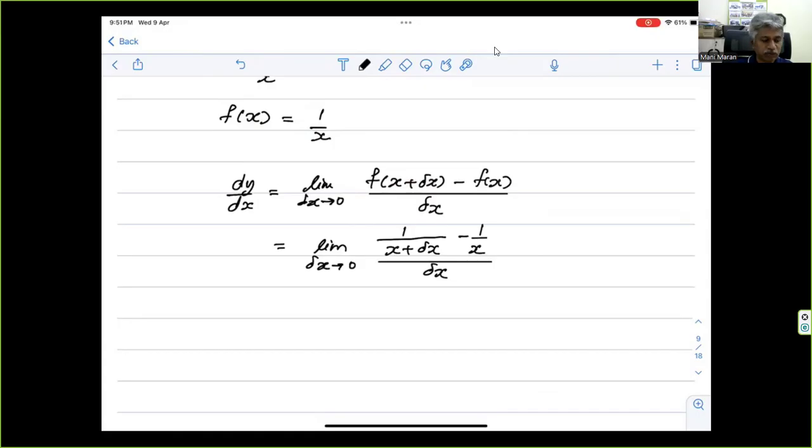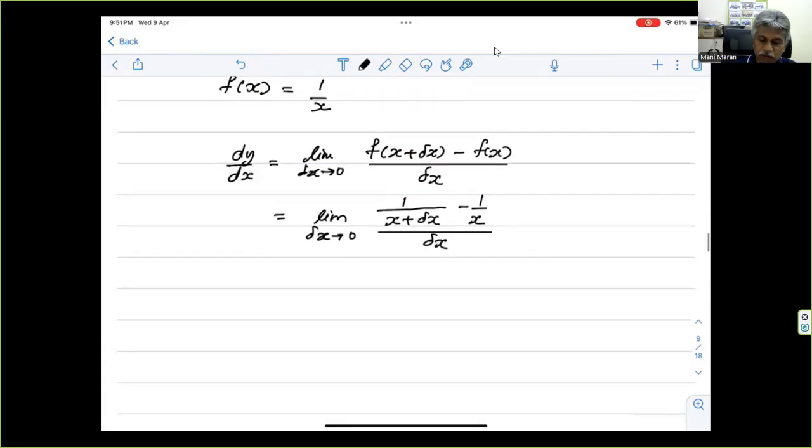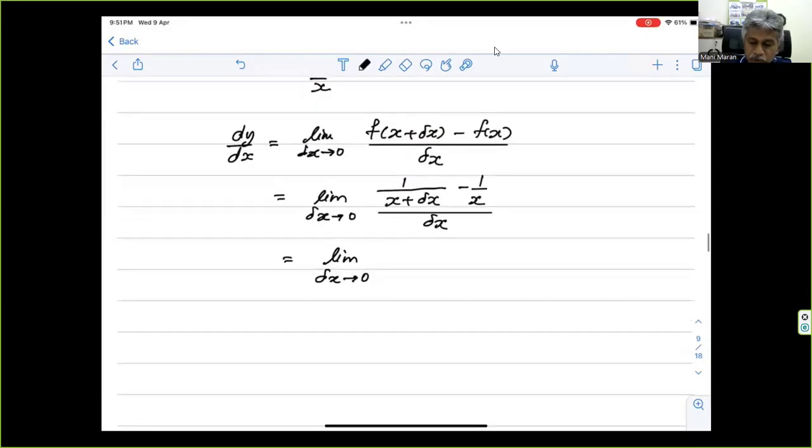Okay, so substitute directly. So when you simplify this, what will we get? Limit delta x approaches 0. Here it's just fractions, just like the way you subtract two fractions, you get a common denominator. So you take x multiplied by here, x plus 1 multiplied by here, and then you'll get the values. So at the numerator, you get x minus x plus delta x.